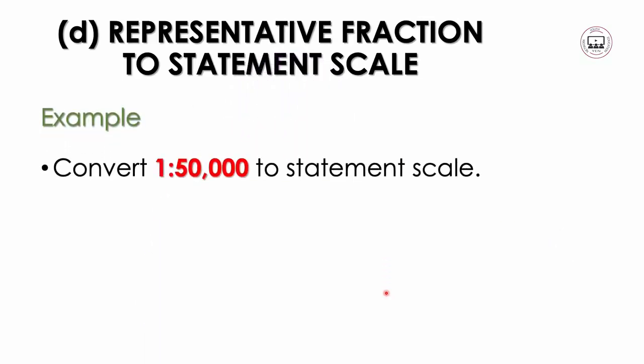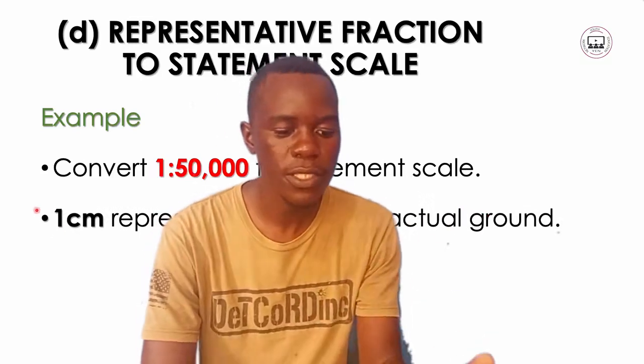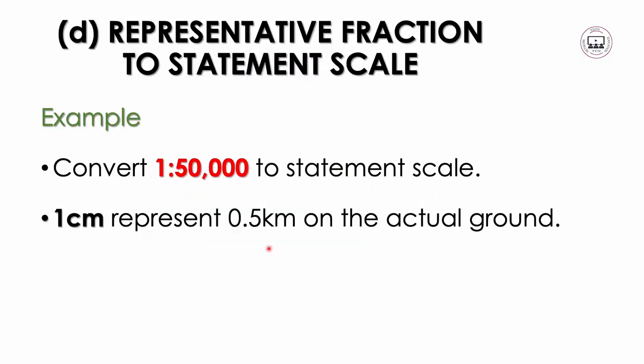The other one is now converting the representative fraction to a statement scale. So you will have your representative fraction here as 1 over 50,000, and you need to convert this to a statement scale. So in simple terms, you can just say 1 centimeter represents 0.5 kilometer on the actual ground: 1 centimeter is on the map, and on the ground it is 0.5 kilometer.